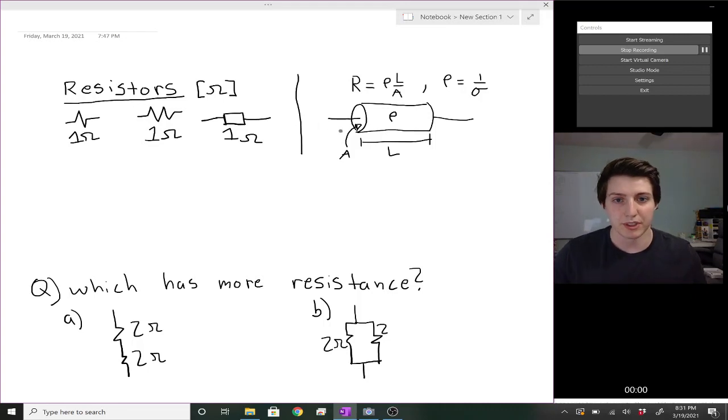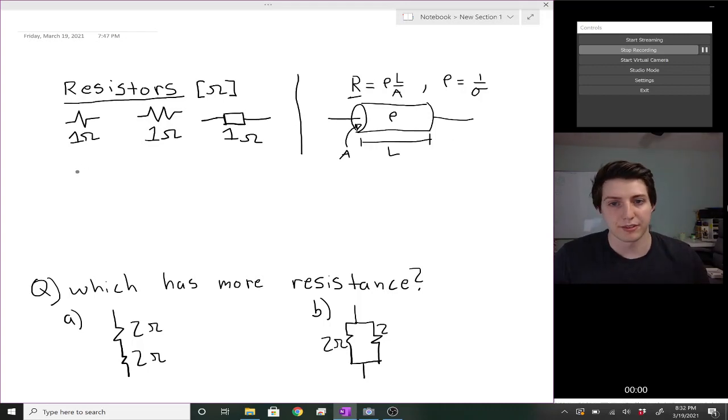And we express the resistance of one of these resistors as this formula right here, where the Greek letter rho is a material property known as the resistivity, L is the length of your material, and A is your cross-sectional area. The resistivity rho is equal to the inverse of sigma, which is known as the conductivity of the material.